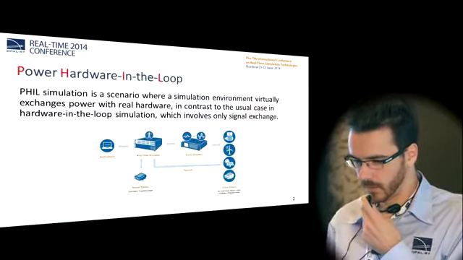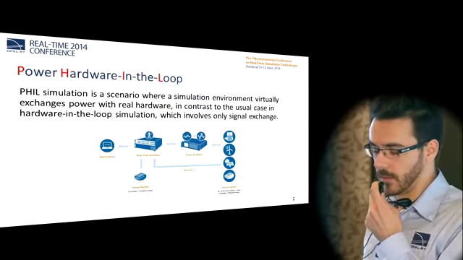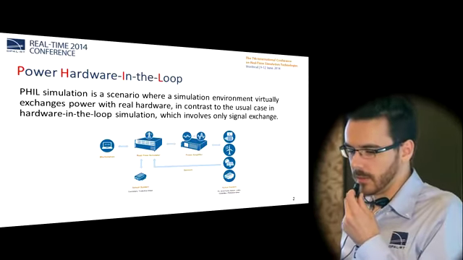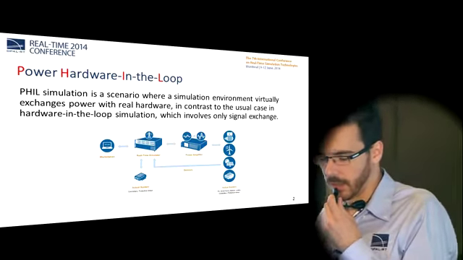So basically, what is the power hardware in the loop? What makes it different from classic hardware in the loop simulation? Basically, it is that you exchange power between the amplifier and the real hardware.